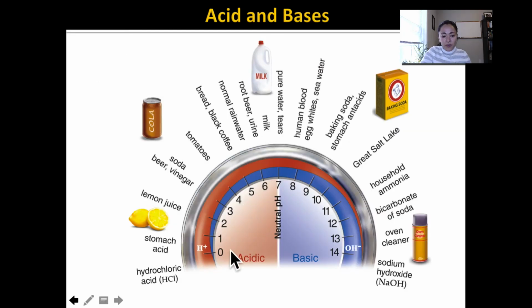Here are some examples of solutions and how acidic and basic they are. You can pause the video and study these if you would like. Some of the most acidic compounds are hydrochloric acid, and some of the most basic ones are sodium hydroxide. Some things that are rather neutral include pure water and tears.